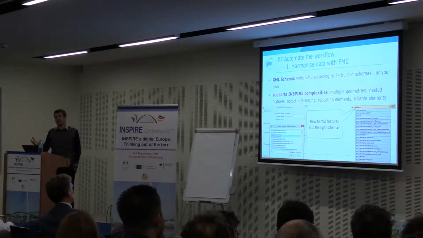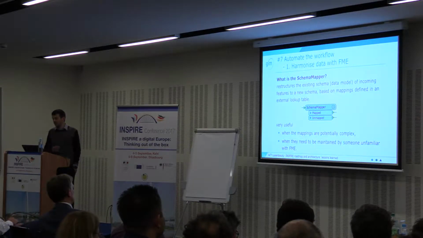And so then the question is, when you read data from the source, how do you map that into the right schema? And for this, FME uses a transformer which is called the schema mapper.